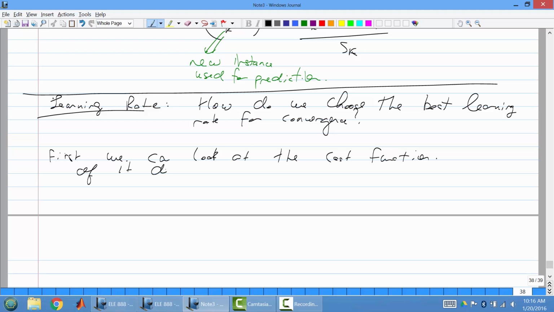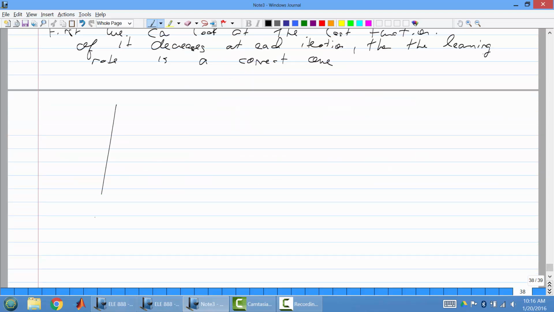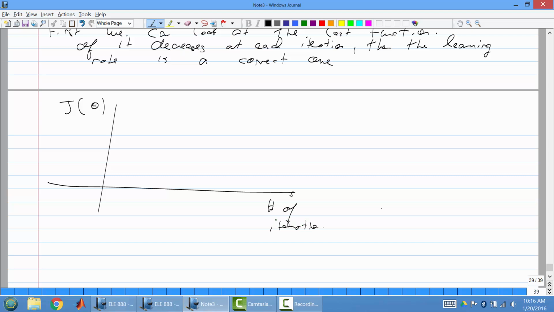So first we can look at the cost function. If it decreases at each iteration, then the learning rate is a correct one. Something like this: if I had a plot like this, and this is my cost, and this is the number of iterations, it should look something like this. It decreases over time. For example, this would be 100, this could be 200, and so on. So this should decrease at every iteration.